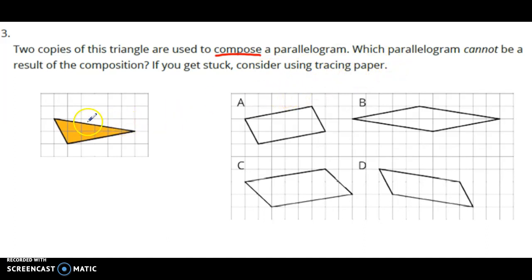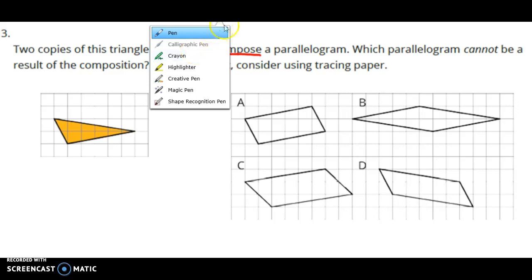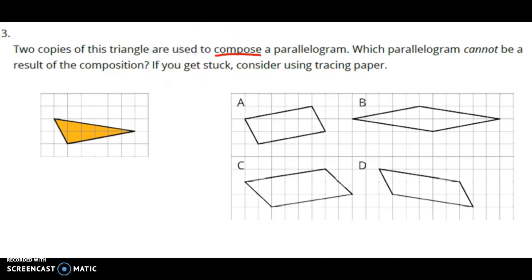So what we want to do for each of these problems is think about how I can break this parallelogram into two identical triangles that look like this orange triangle. A, I can draw my line from this corner to this corner. And I know that each of those triangles, I can draw this just to prove it, is identical. One, I've simply flipped across the line. So A can be made as a result of the composition.